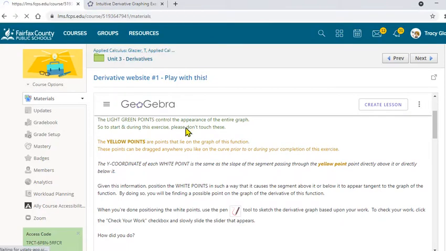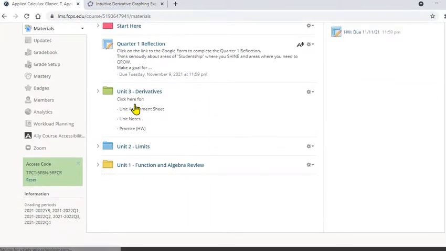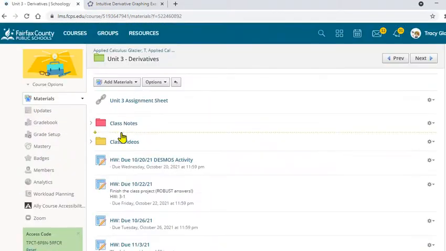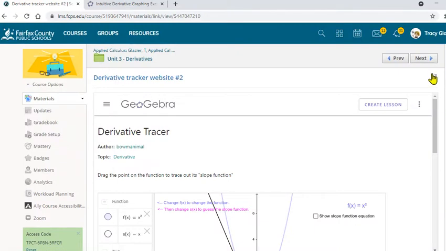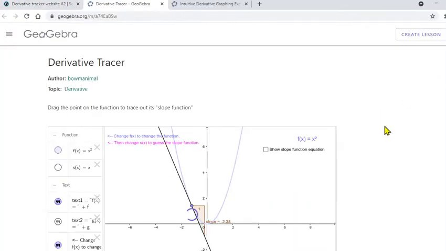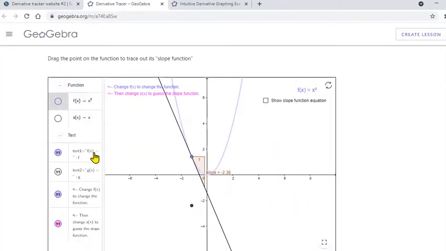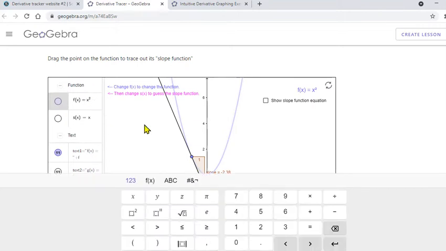Your next conversation, and this is the one where we had a good time playing with sine and cosine. So come down here, derivative, our tracker website. You want to go ahead and you can change, and this is where we went in and we changed this to the sine of x.